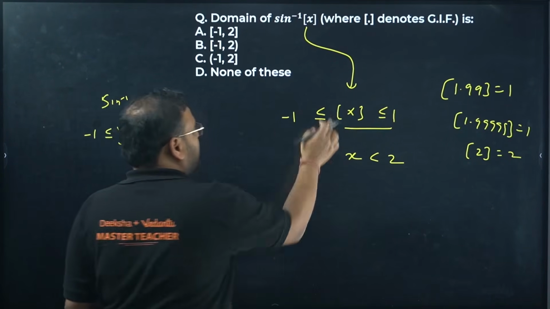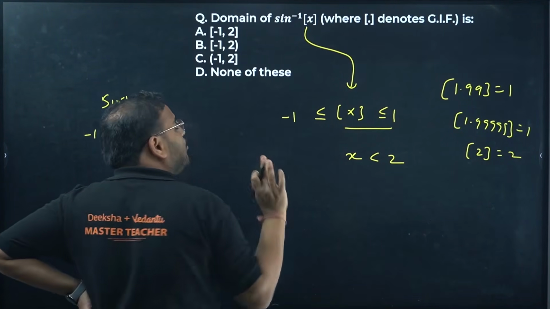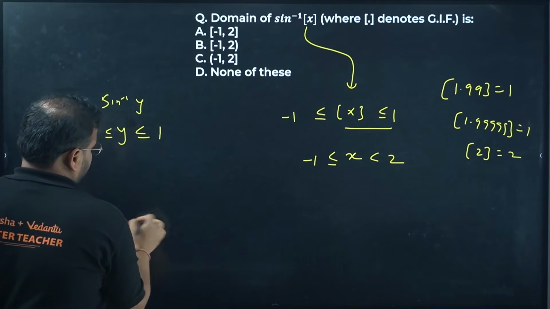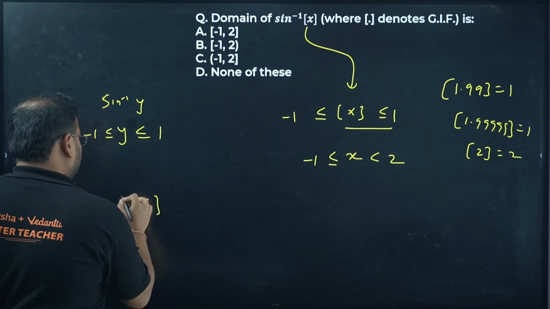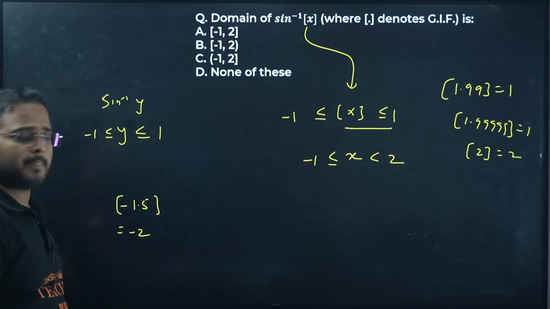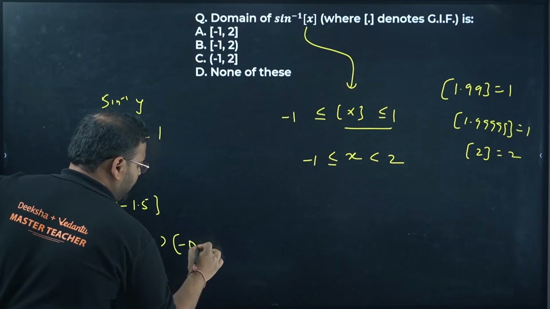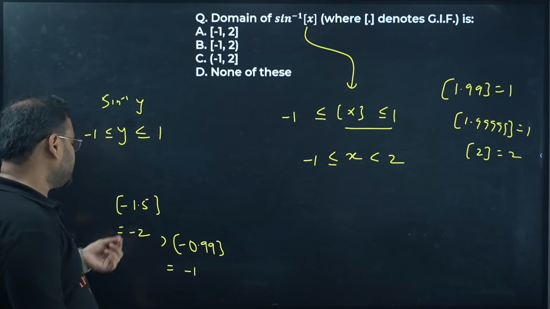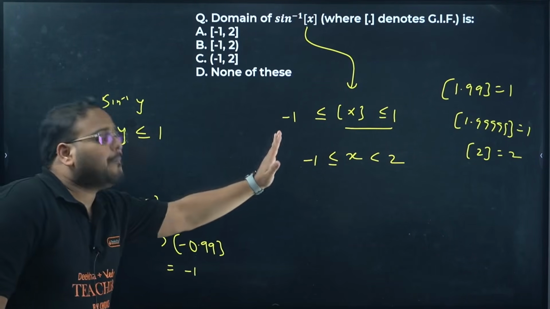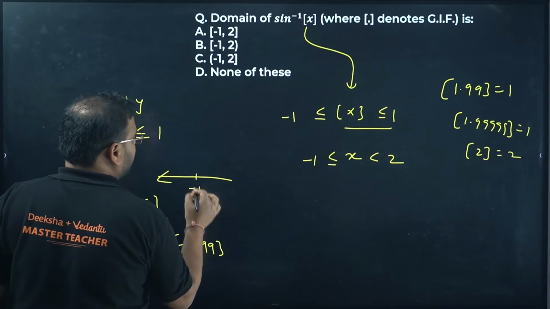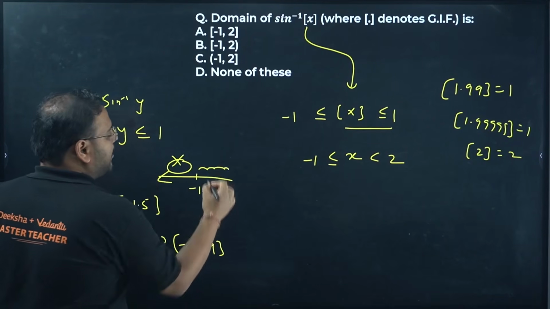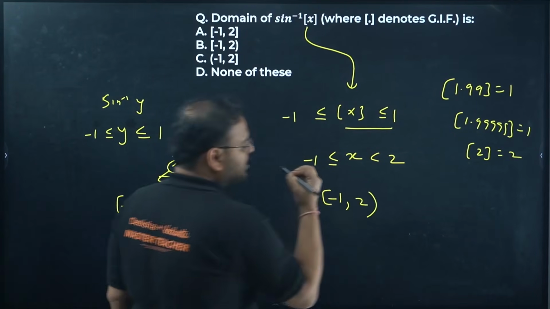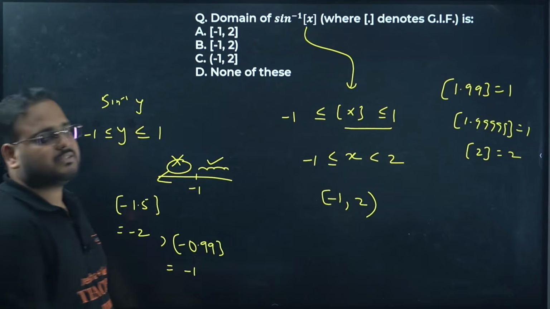Yes, super. Now on this side, for what value of x will this be always more than minus 1? Minus 1. If you go beyond that, right here, minus 1.5, what is the answer for this? Minus 2. Think about it. Minus 0.99, what is the answer going to be? Minus 1. So basically you cannot go beyond minus 1 on the number line. This is minus 1. You cannot come on this area. You have to be in this area only. Hence, minus 1 to 2 is the answer. So minus 1 is closed and 2 is open. Answer is option B.